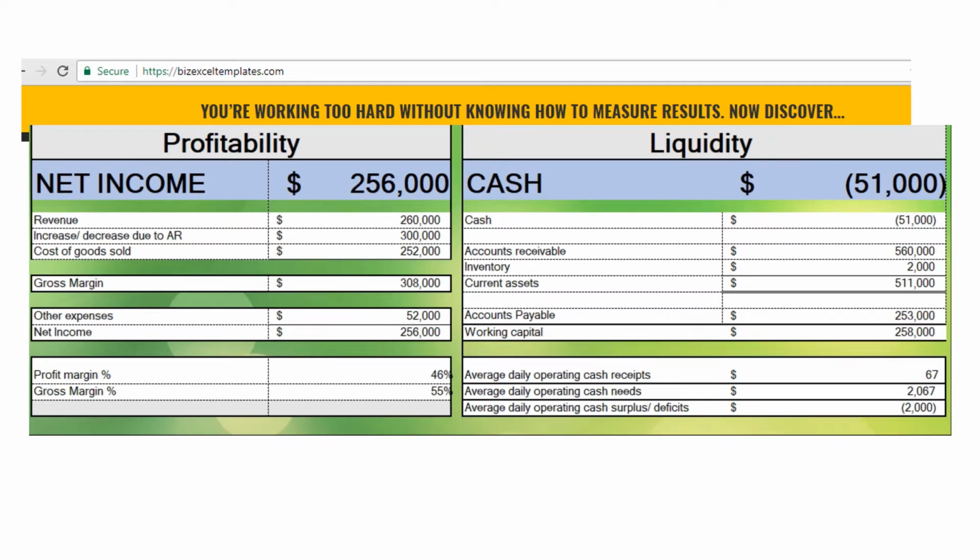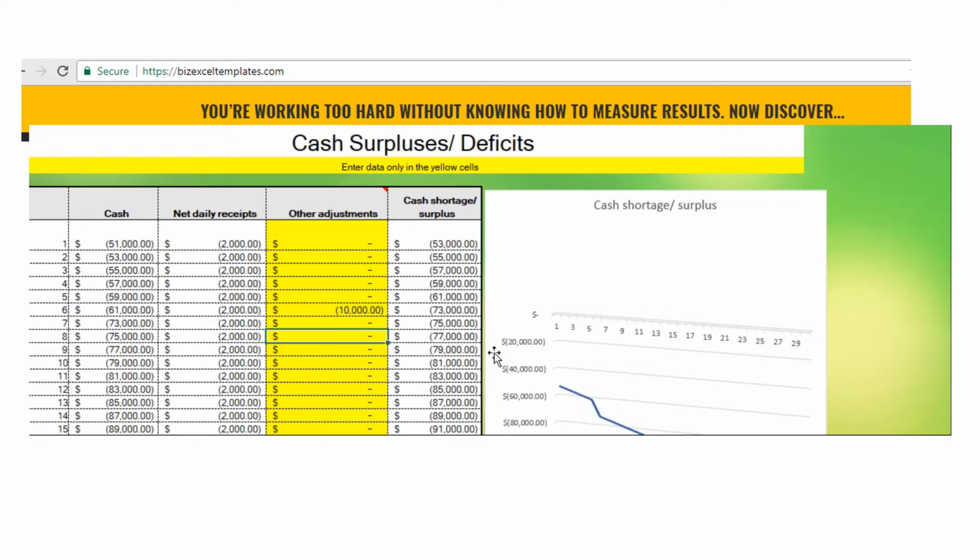Going back to our prior example when we had 0% cash collection, so we had 100% accounts receivable, I want us to look at one more problem that happens when we have cash problems. The problem with having cash problems is it multiplies. So here we can see average daily cash receipts of 67. However, our operating cash needs are $2,067 on average. Then we have a deficit of $2,000. So let's see how that plays out.